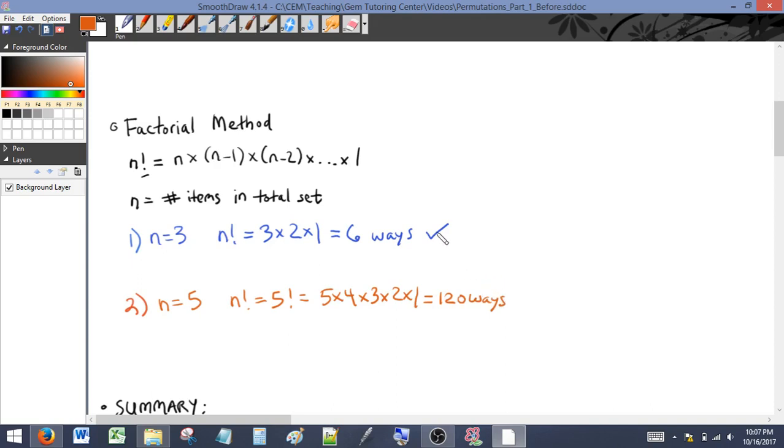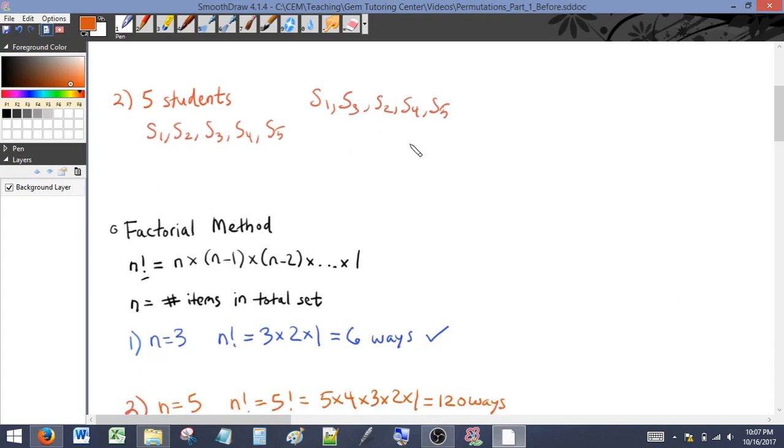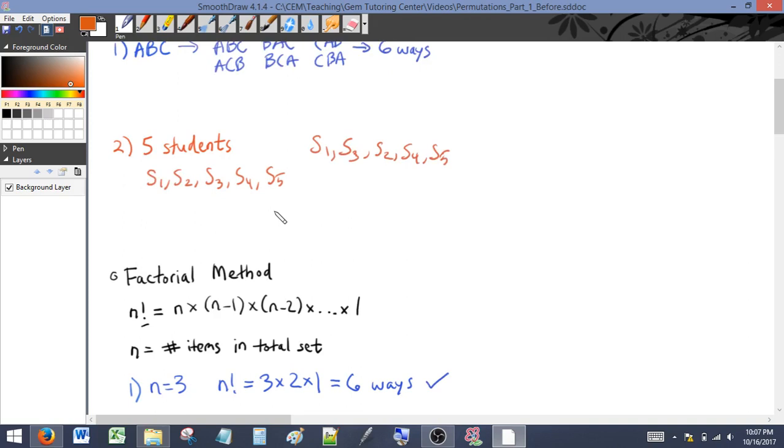120 ways. So looking back up here, we didn't write out all of them. And if we had tried, it would have taken us 120 lines to write down all the permutations. So it was a really good idea that we didn't do that and we stuck with the factorial method. The factorial method is a very powerful way to find the total number of ways that something can be arranged when order matters.